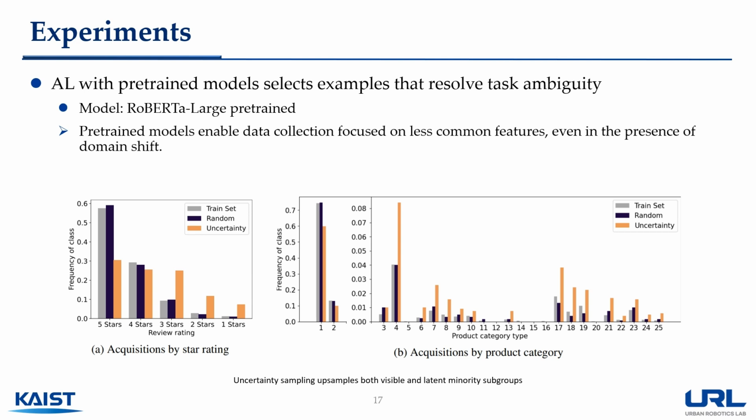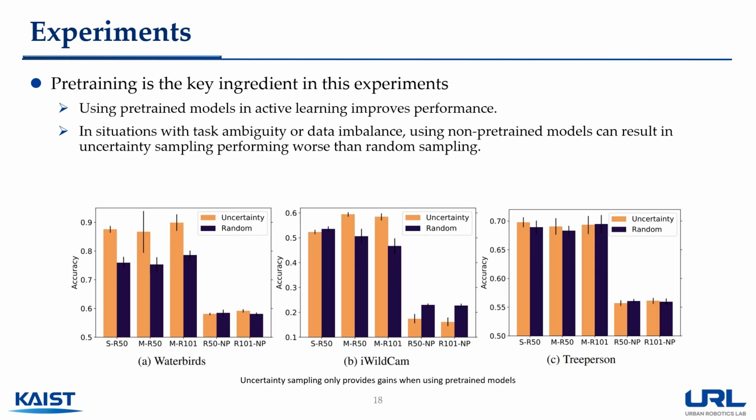Similar to Waterbirds and 3%, the Amazon dataset also shows that pre-trained models enable data collection focused on less common features, even in the presence of domain shift, like this. Pre-training is the key ingredient in these experiments. When we look at these experiment results, we can see that using pre-trained models in active learning improves performance.